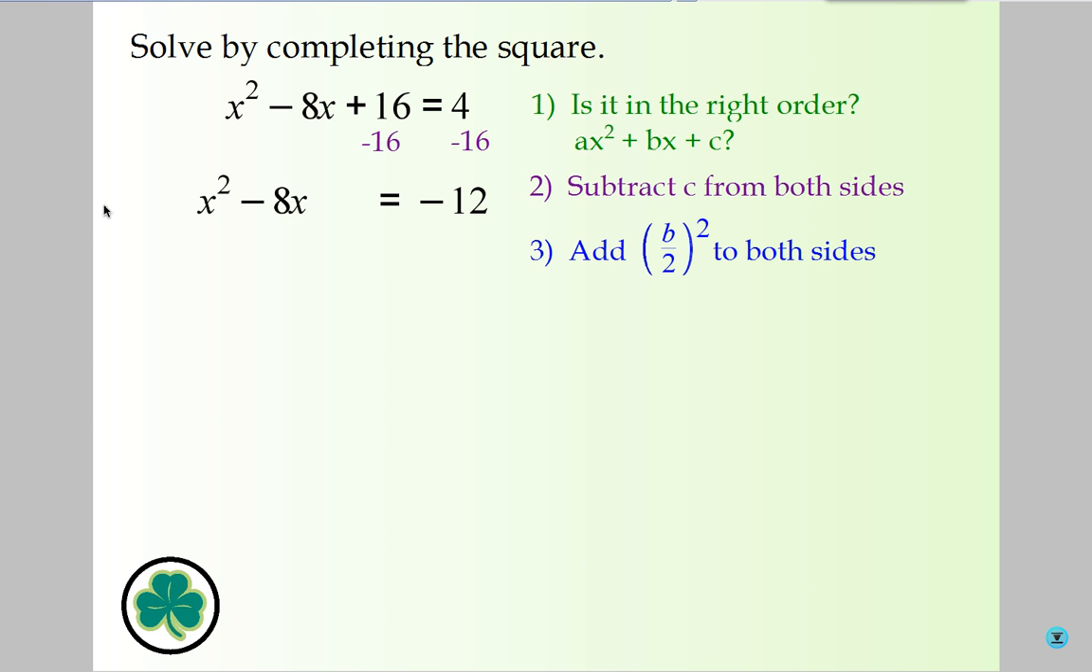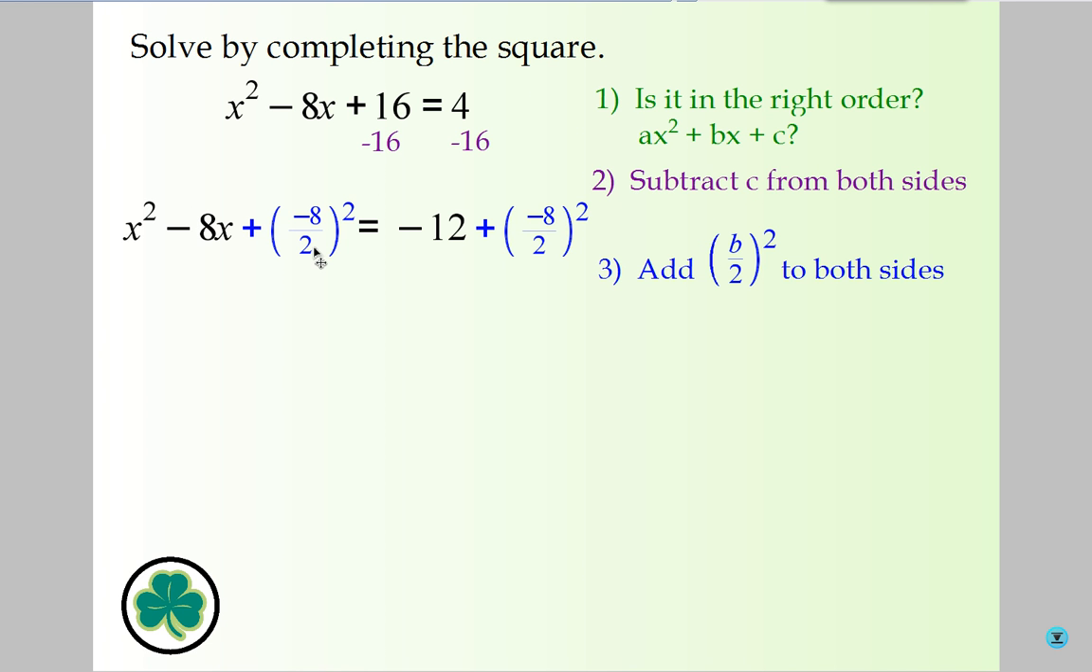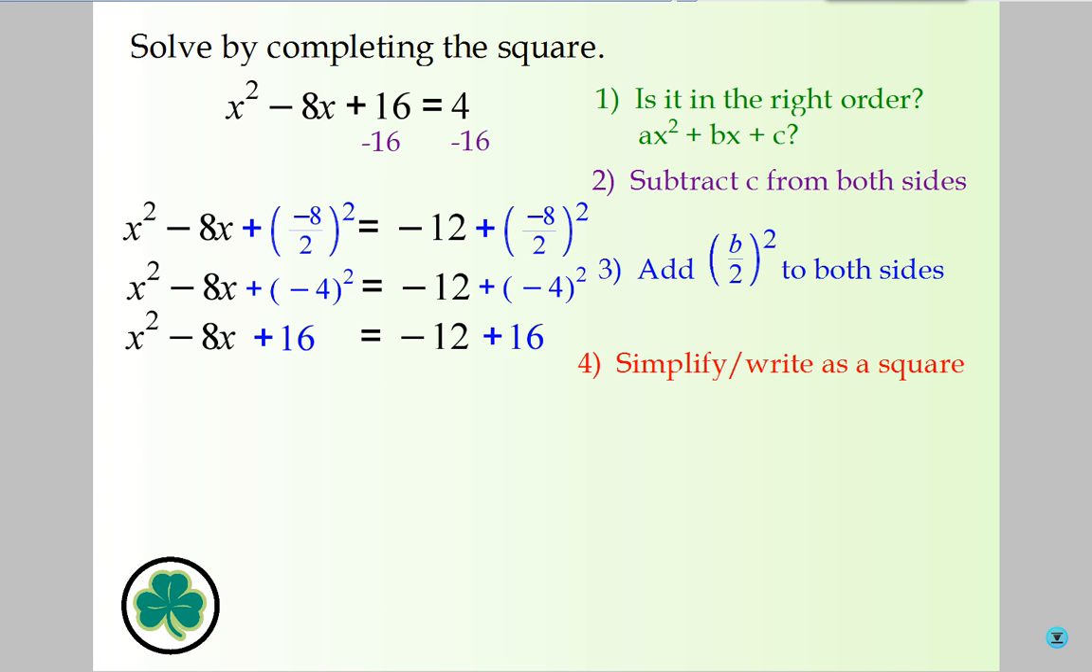Add b divided by 2, all squared, to both sides. So b in this case is negative 8. That's always going to be our coefficient on our regular x term. So that's the number I'm going to divide by 2. Negative 8 divided by 2 is negative 4. When I square that, that's going to be negative 4 times negative 4, which is going to give me 16. So when I add 16 to both sides, then I'm going to simplify this and write it as a square.